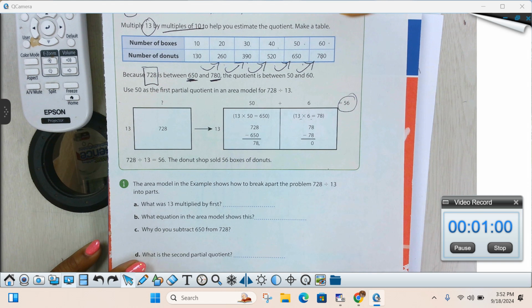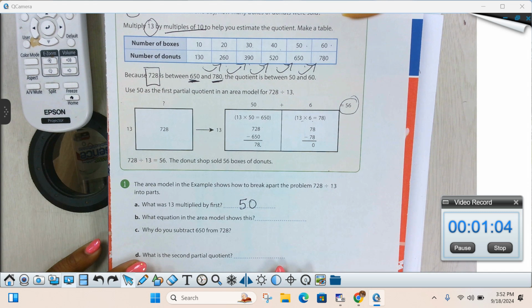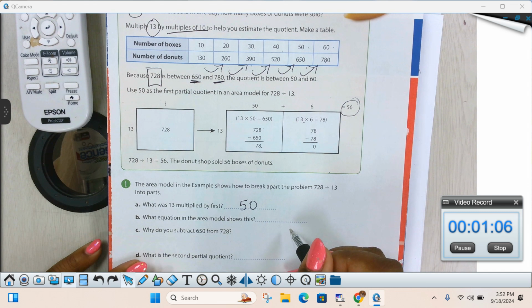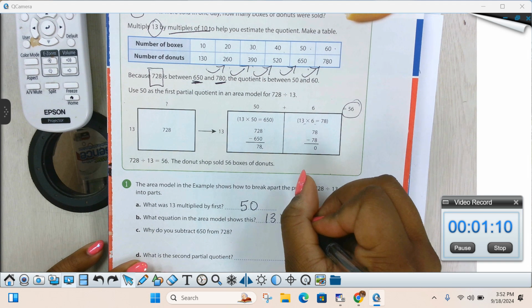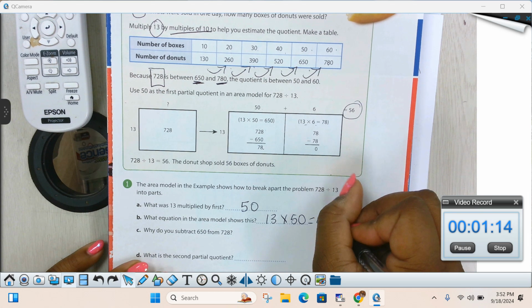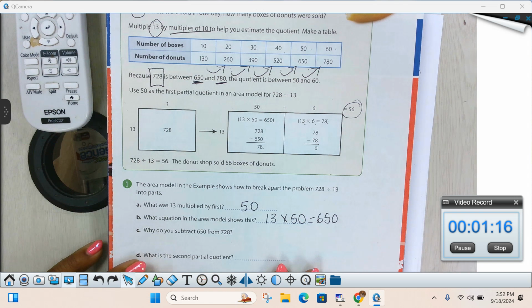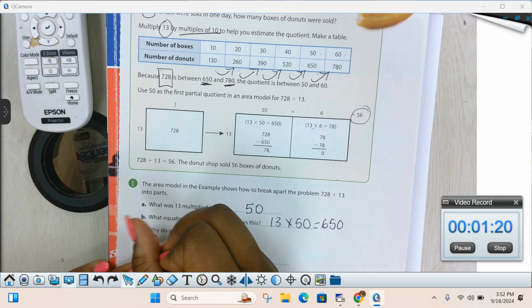What is 13 multiplied by first? It is 50. What equation in the area model shows this? It is 13 times 50 equals 650. Why do you subtract 650 from 728?